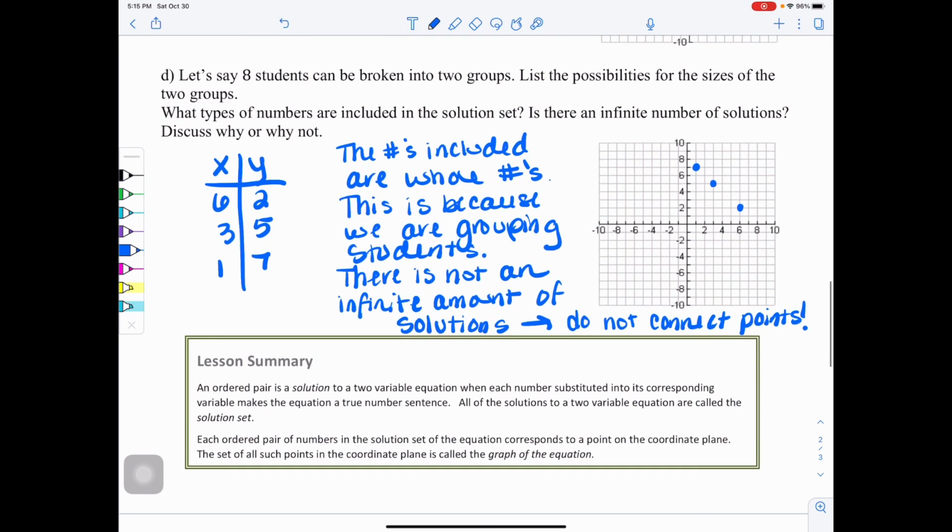So in conclusion, an ordered pair is a solution to a two-variable equation when each number substituted into the corresponding variable makes the equation a true number sentence. All of the solutions to a two-variable equation are called the solution set. Each ordered pair of numbers in the solution set of the equation corresponds to a point on the coordinate plane. The set of all such points in that coordinate plane is called the graph of the equation. And that concludes our lesson on solution sets of linear equations in two variables.